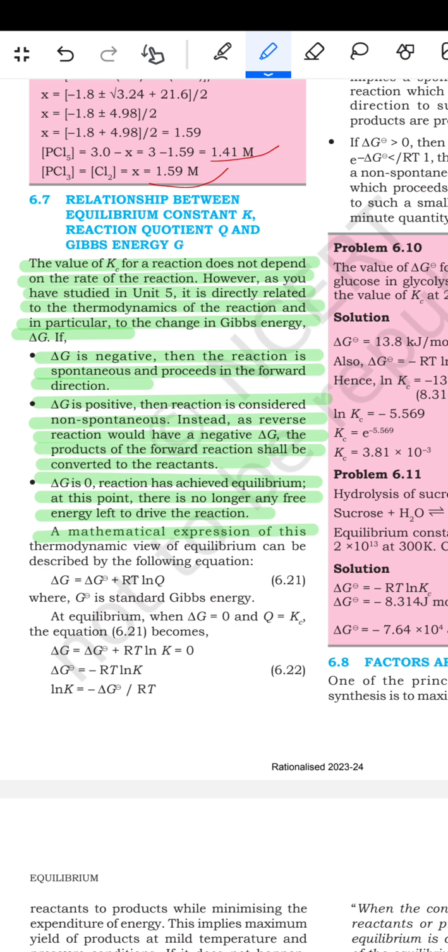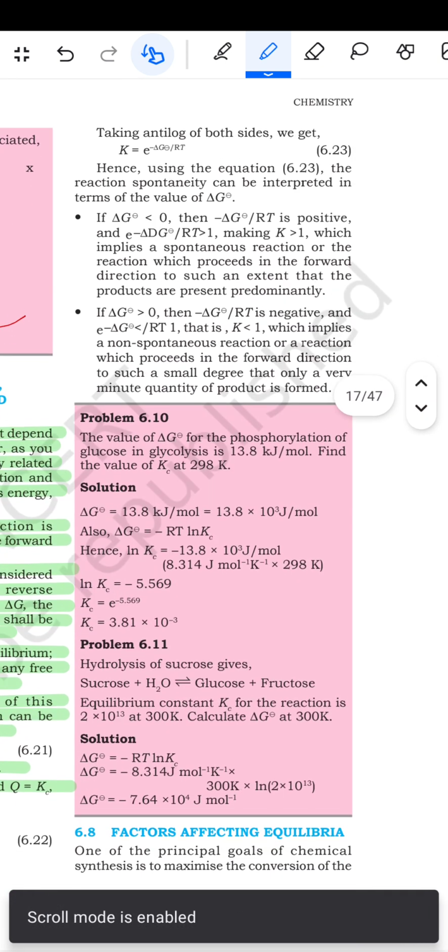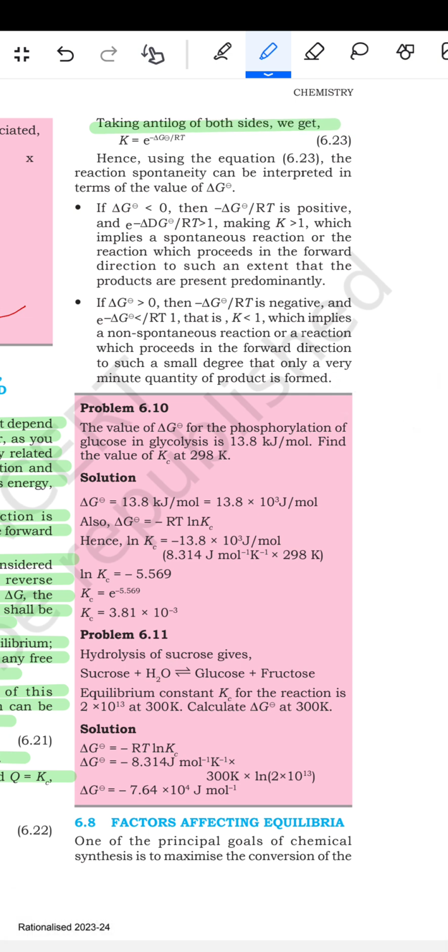The mathematical expression for this thermodynamic view of equilibrium can be described by the following equation: delta G equals delta G naught plus RT ln Q, where delta G naught is the standard Gibbs energy. At equilibrium, when delta G equals 0 and Q equals Kc, the equation becomes 0 equals delta G naught plus RT ln K. So delta G naught equals minus RT ln K, and ln K equals minus delta G naught by RT.